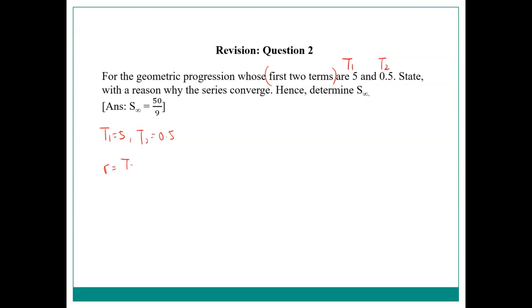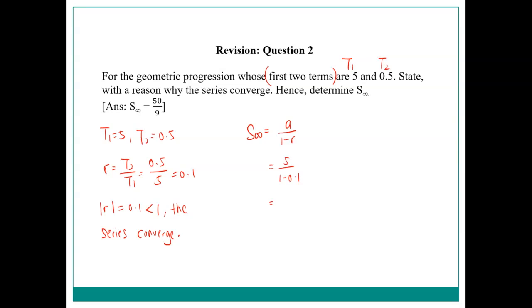So R equals T2 divided by T1, which is equal to 0.5 divided by 5. So I got 0.1. So since your modulus R is equal to 0.1, which is less than 1, does the series converge or diverge? Converge, right? So if the series converges, definitely the sum to infinity exists. And then we have to find the sum to infinity. So sum to infinity is equal to A over 1 minus R. My A is 5. My R is 0.1. So you should get 50 over 9.